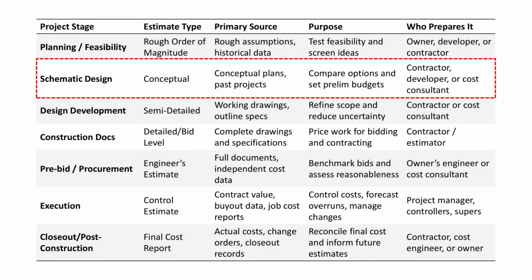This table shows how estimates evolve across the life of a project, and it's important to understand that not all estimates are trying to do the same thing. In the previous lecture, we covered the rough order of magnitude estimate, which we use at the planning or feasibility stage. This is based on high-level assumptions and historical data, and it's used to answer a simple question: is this idea even worth pursuing? The highlighted row, schematic design, is where today's lecture lives.